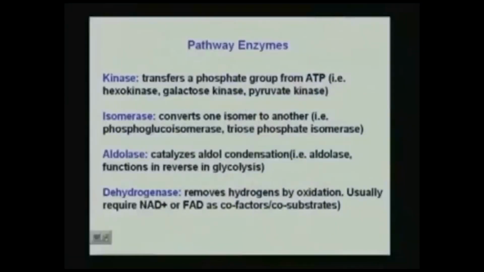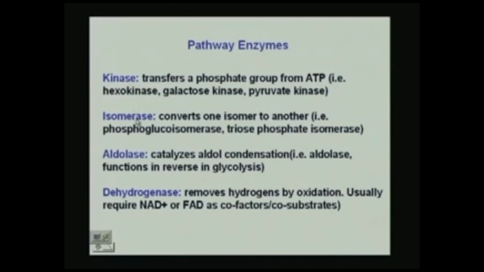Now, before we get into that, we have to see what enzymes are involved in the metabolic pathway. We have kinases, isomerases, aldolases, dehydrogenases. Kinases are a specific class of transferases, and kinases are those that transfer a phosphate group. This we have looked at before, where we will see how hexokinase will be a part of our glycolysis mechanism. So we have kinases that transfer a phosphate group from ATP to a specific substrate.